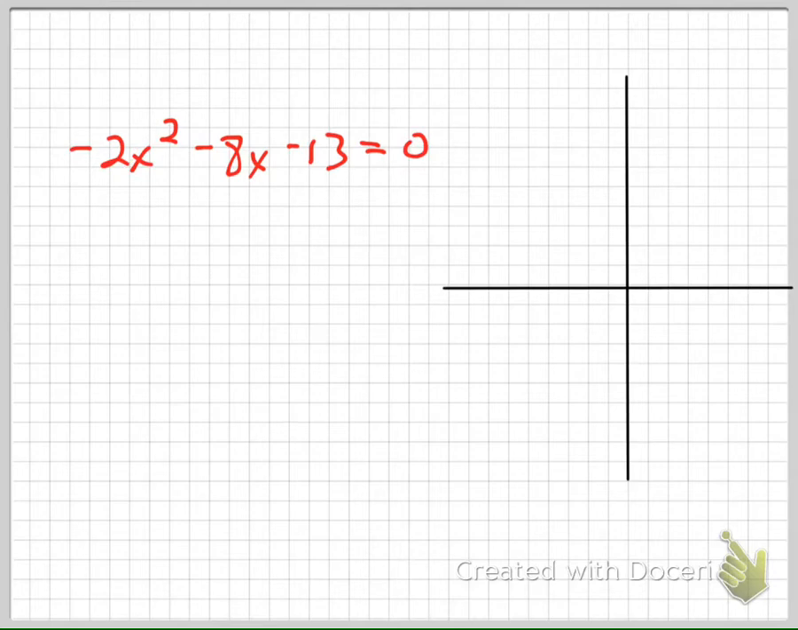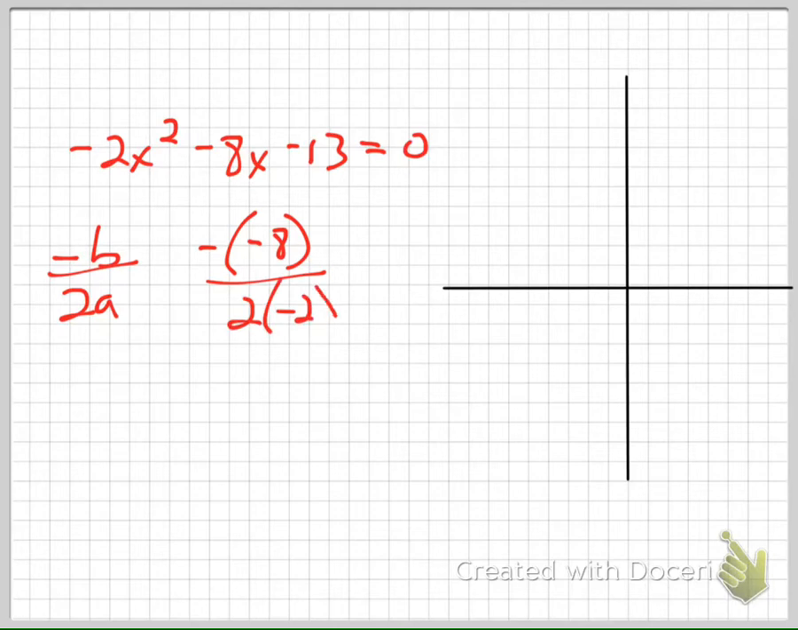First thing we do is we draw the coordinate plane. We did. Next thing we do is we find the axis of symmetry. Minus b over 2a. Minus b, so negative 8 over 2 times negative 2. Negative 8 is a positive 8. 8 over negative 4 makes it a negative 2. So the axis of symmetry is negative 2. This thing's going to cross at negative 13.